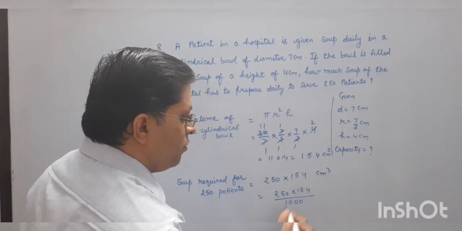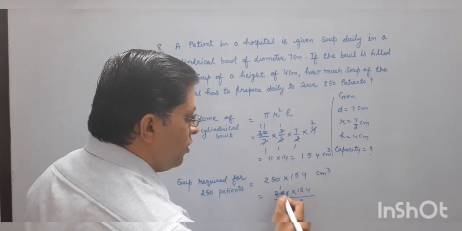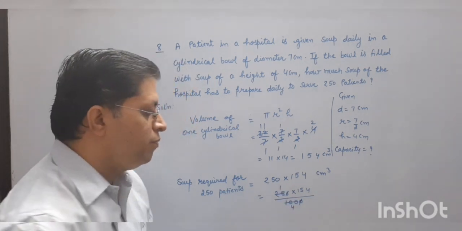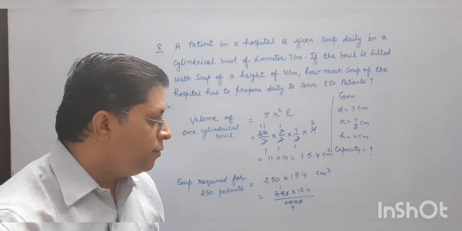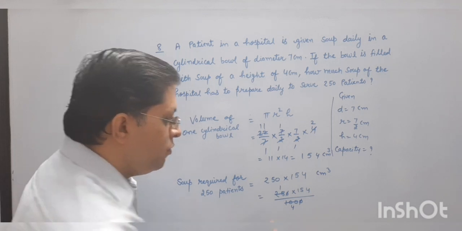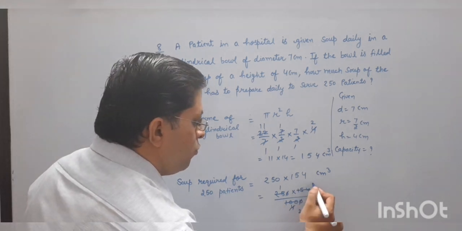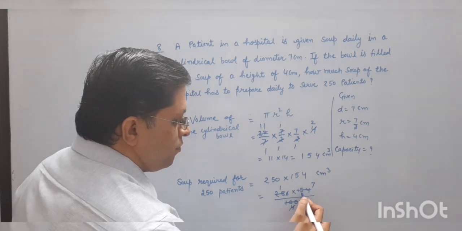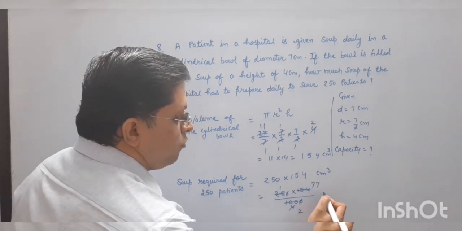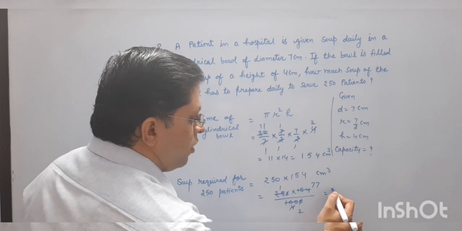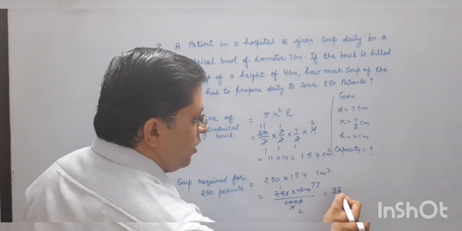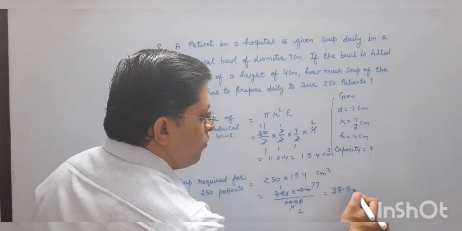Divide by 1000. 0 to 0 cut, 25 on the 25, 25 4s are. Okay, then we can cut by 2, 2 7s are 14, 2 7s are 14, again 2 7s are 14, then what will come? 2 3s are 6, 2 8s are 16. 38.5 liters.